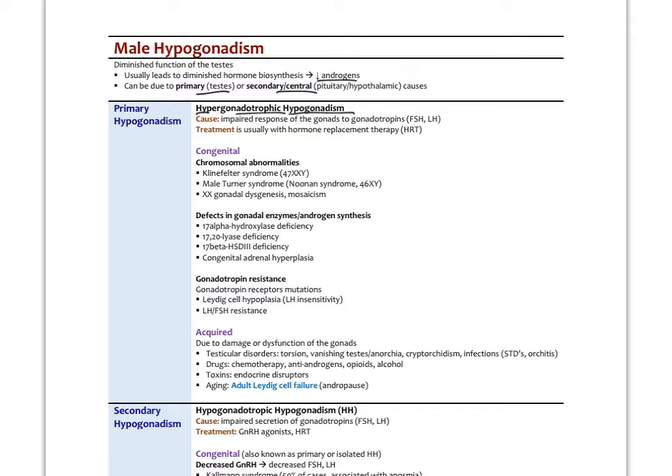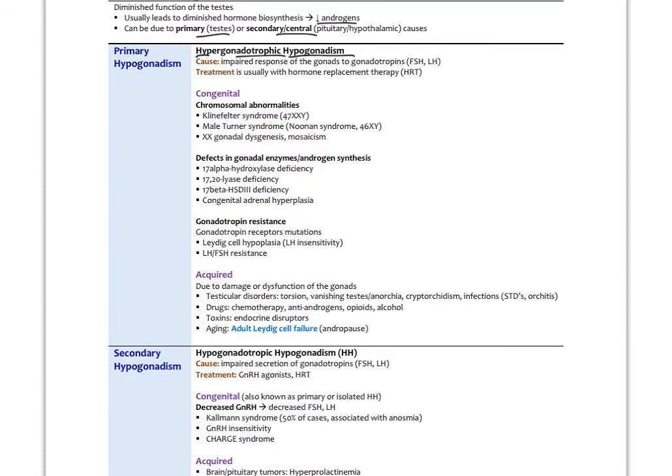The cause of this is impaired response of the gonads to the gonadotropins, or a problem in the testes themselves where we're not producing the androgens properly. The treatment is usually hormone replacement therapy. The classic examples of this could be either congenital or acquired.